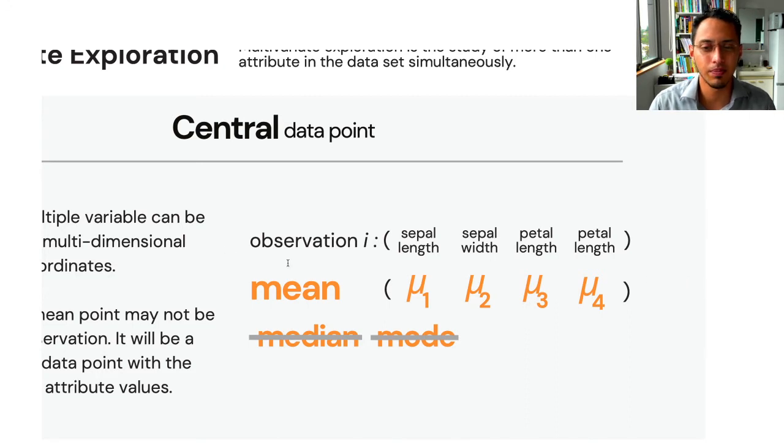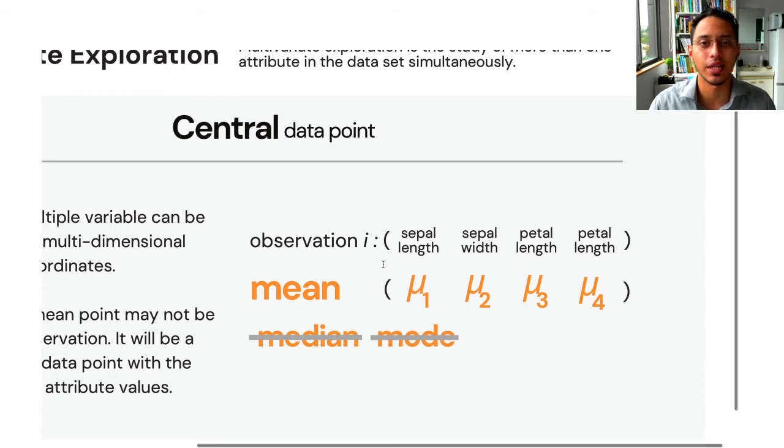For the center of the point, it's not common to talk about median and mode because it has more than one variable, and it is unlikely for them to have a nice median or common mode. So it's less informative, these two. When you talk about multivariate exploration, you might want to focus only on the mean.